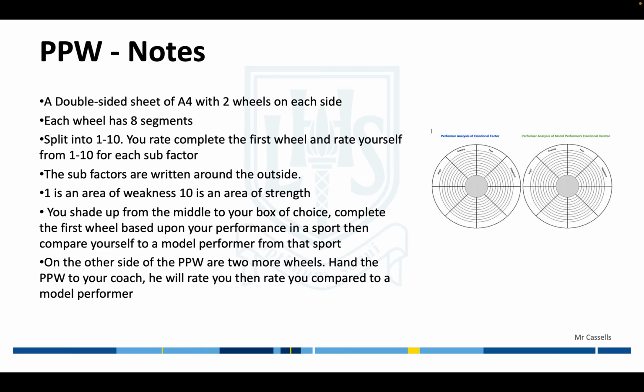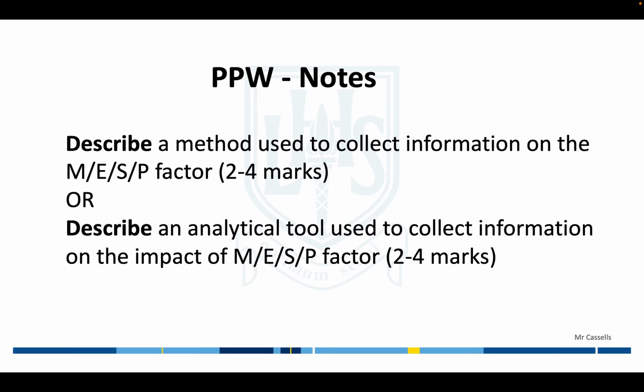Now, the wheel on the right-hand side is also completed by the performer, and that's where you would then compare the emotional performance or the mental performance to that of a model performer. So you need to identify a model performer from your sport and then shade up from the middle. And generally speaking here, the scores are going to be quite high, probably around 8, 9 or 10. Once you've done that, you can then hand this piece of paper to your coach, and they will then complete a performance profile wheel based upon you and then based upon the same model performer.